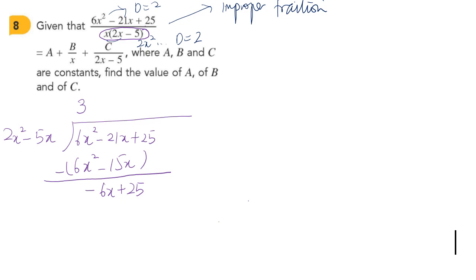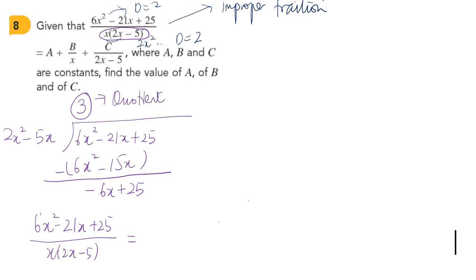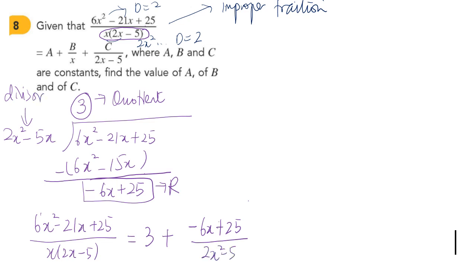Alright, so I'm going to write my algebraic fractions. This will give me my quotient, which is 3, plus my remainder. This one is my remainder, which is negative 6x plus 25. And this is my divisor. Alright, so which is the one that we apply the rules to? This one, because this is a proper fraction.